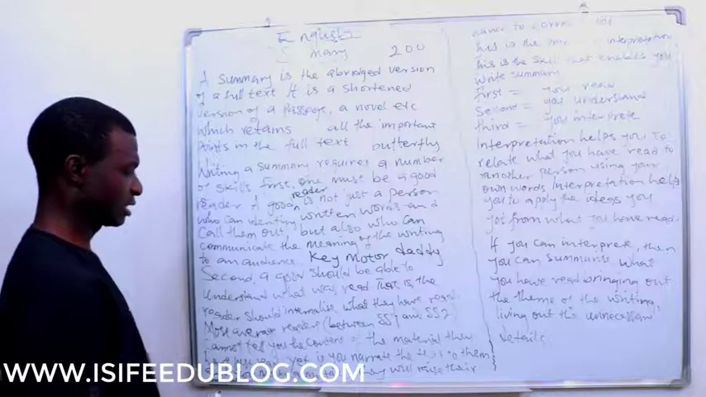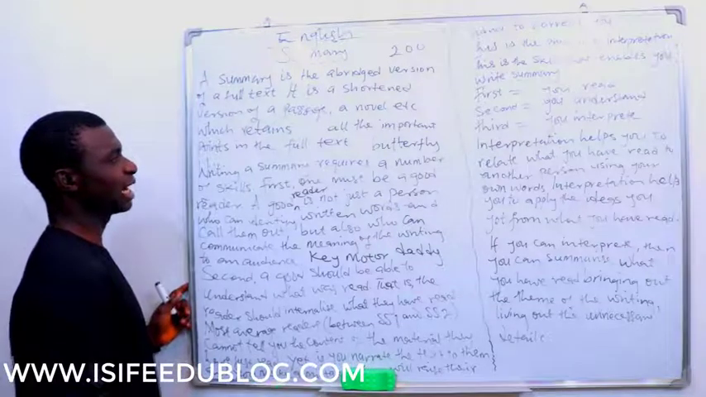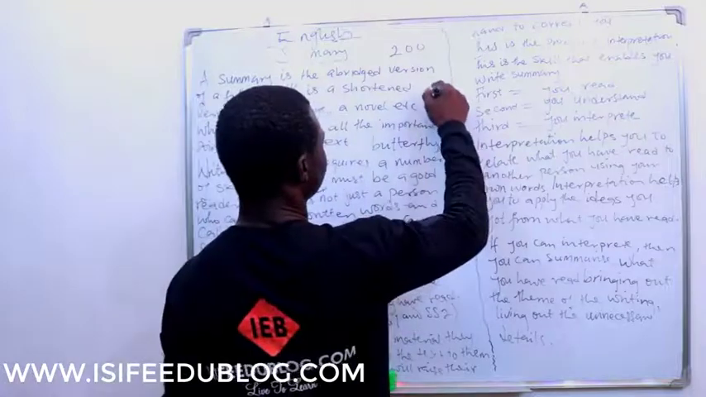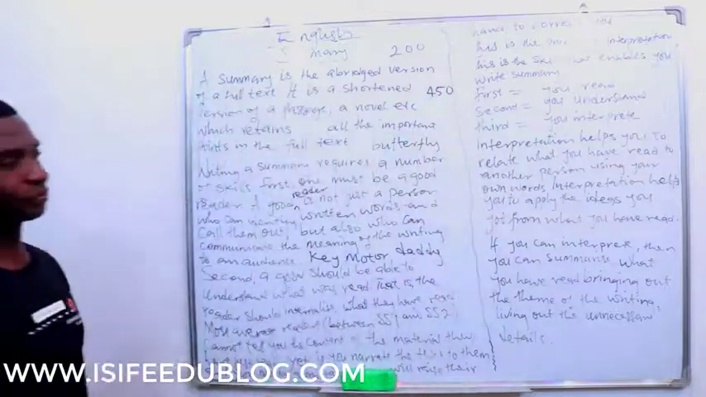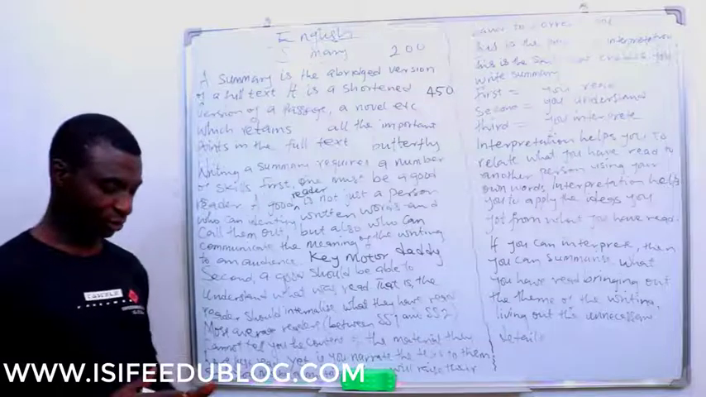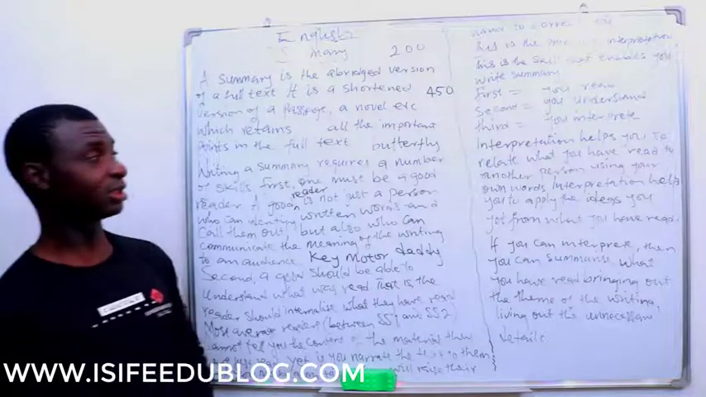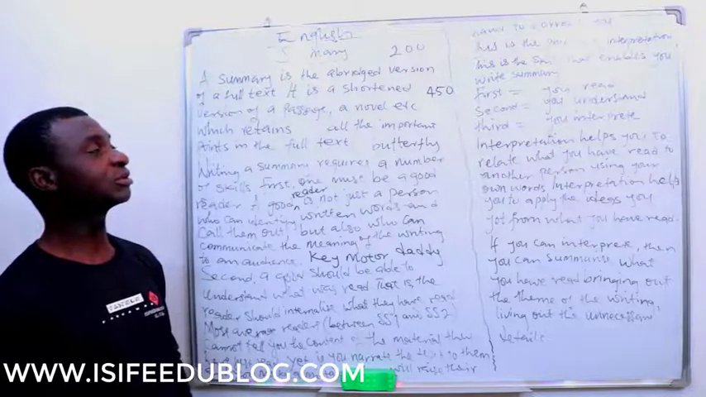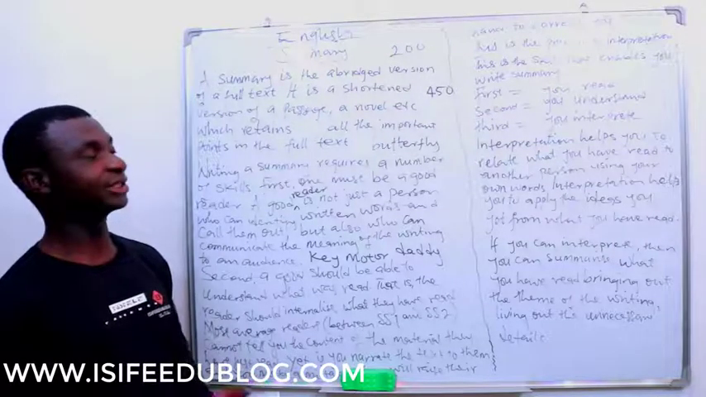WAEC and NECO will give you an estimated 450 words passage. A passage of about 450 words. You'll be asked to read, after which you are asked to summarize.